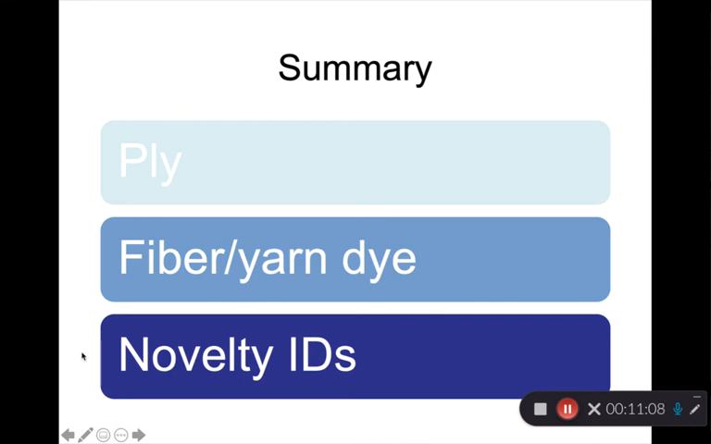And so in this lecture, we are introduced to the idea of plies and what that means as far as the cost and performance of a fabric. I want you to understand the fiber versus yarn dyeing and the different kinds of novelty, being able to visually identify the different kinds of novelty yarns we looked at in this lecture.